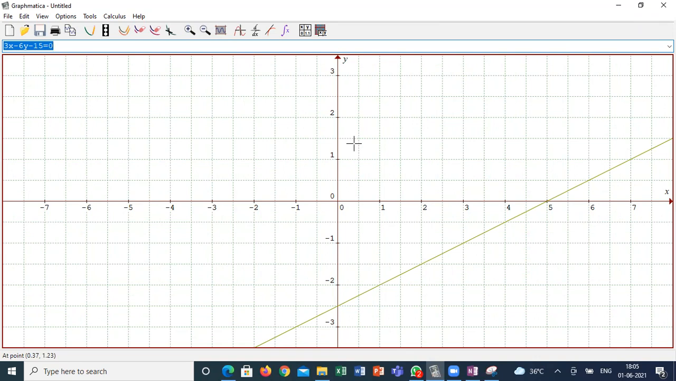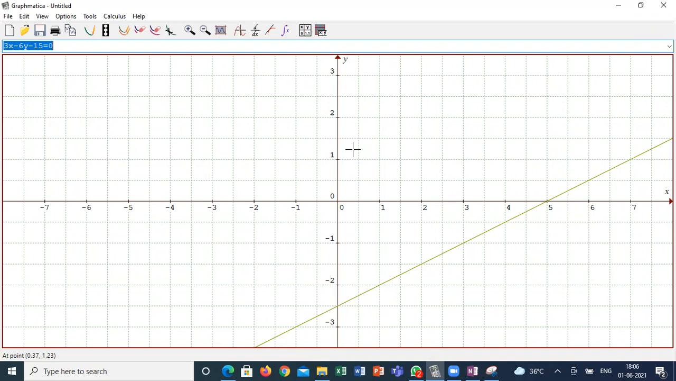Please let me know if anyone has any doubt in this. What is the answer? Both represent the same line, so the answer is infinitely many solutions. Correct? The meaning is all the points on the line represent solutions of the given pair of linear equations. Both the equations represent the same line. That is the meaning.